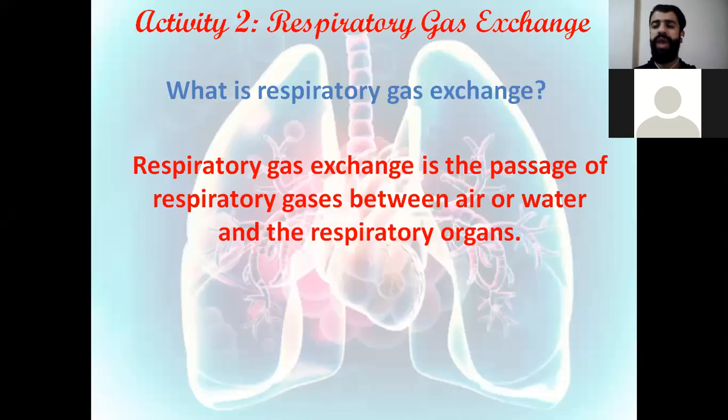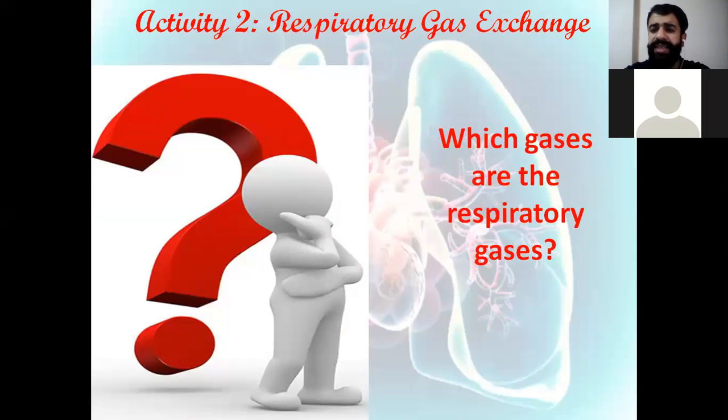Let's take an example. We as humans have the respiratory organ, which is called the lungs. So the lungs is the respiratory organ. Whenever the air enters inside the lungs, the lungs will consume or absorb the oxygen, and we release carbon dioxide. This is what's known as the respiratory gas exchange. It's the exchange of gases. Which gases? They are respiratory gases. Already we know that these gases are two, oxygen and carbon dioxide.